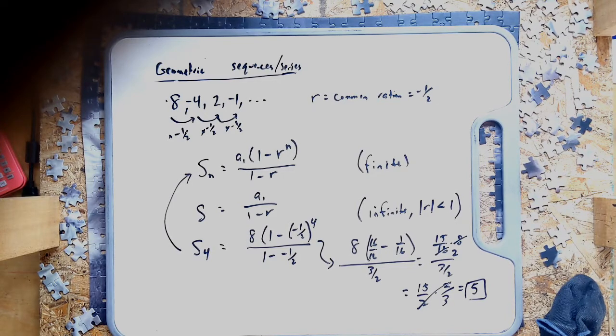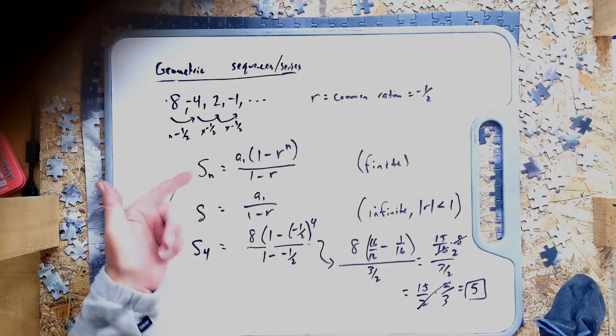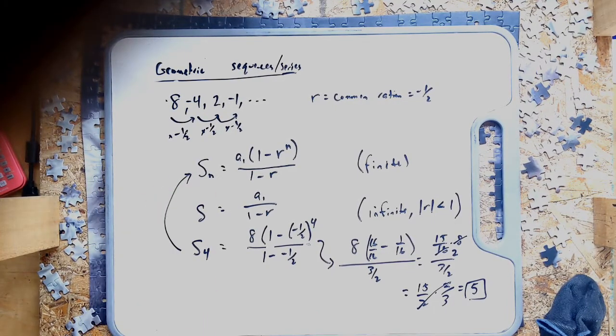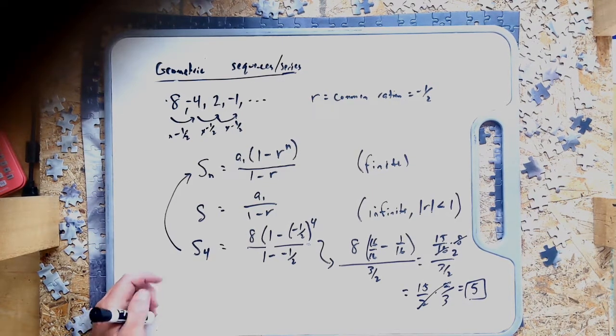You will see you get quite messy numbers when you do this, because this term here is going to be a fraction largely. Then you're just going to be doing 1 minus that, and then you're going to divide it by some other fraction if it's a declining geometric sequence or series. All right, that's S4.